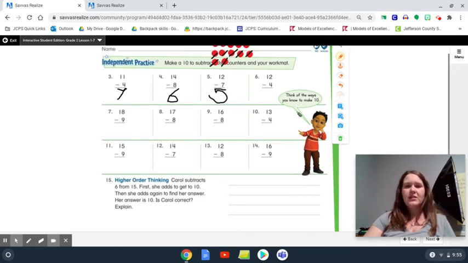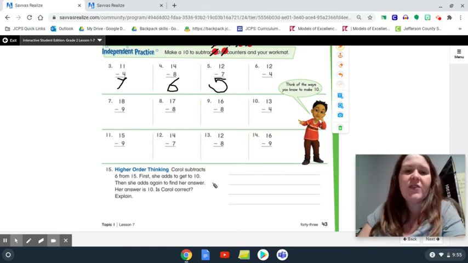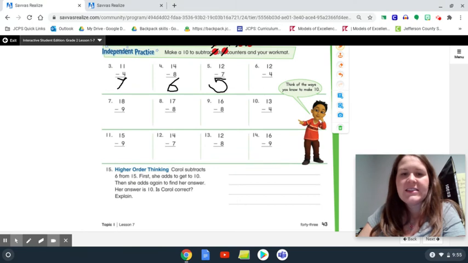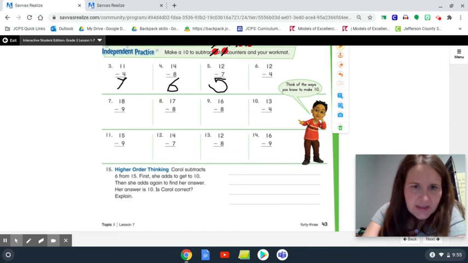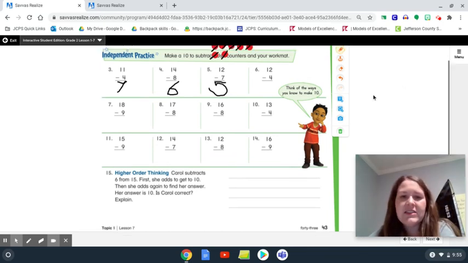All right. Here's a question down here. Carol subtracts 6 from 15. First, she adds to get to 10. Then she adds again to find her answer. Her answer is 10. Is Carol correct? Well, let's think about that.